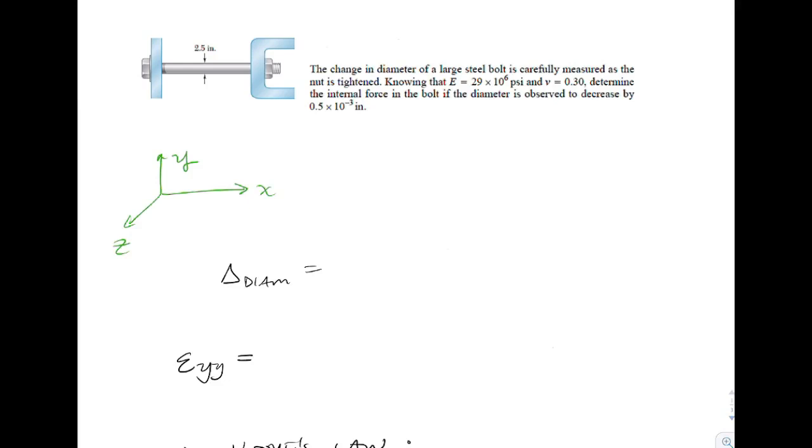So our example with Hooke's law deals with the change in the diameter of a steel bolt over here. And so it is measured, the change in the diameter as the bolt is tightened. You've got some material properties. It says determine the internal force.